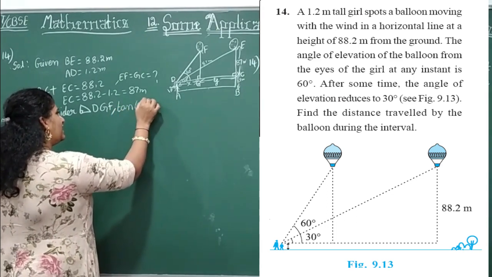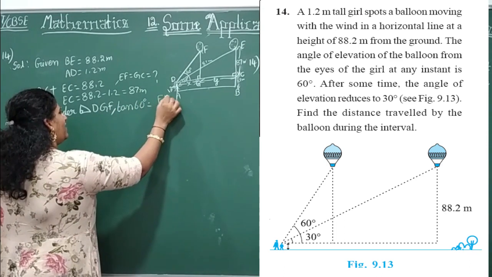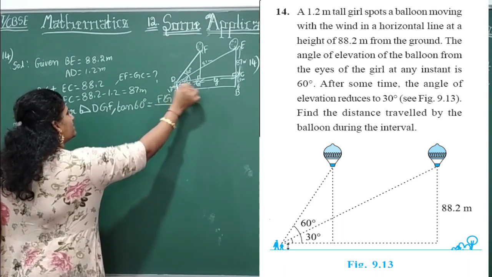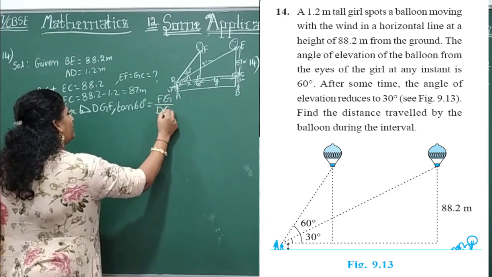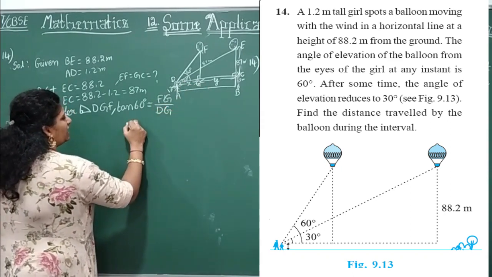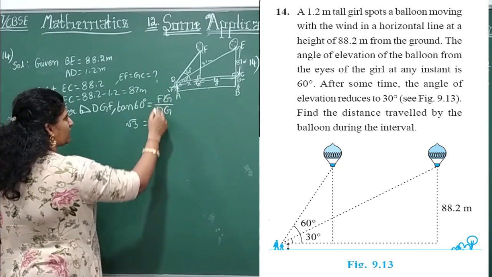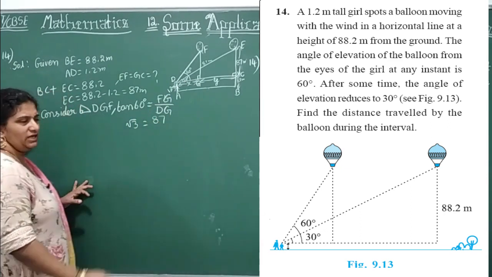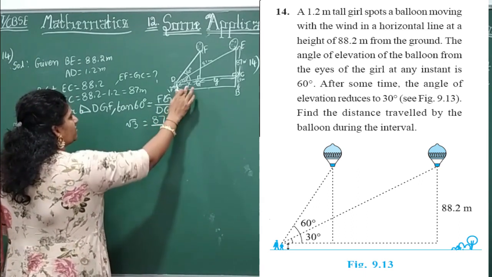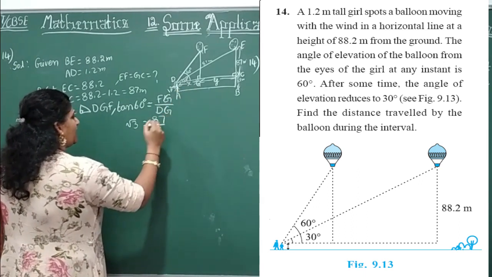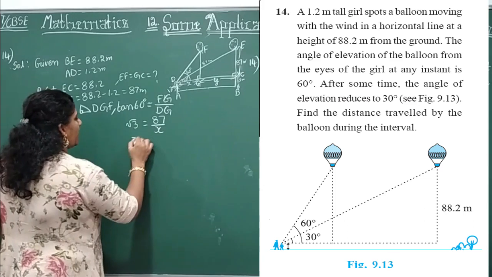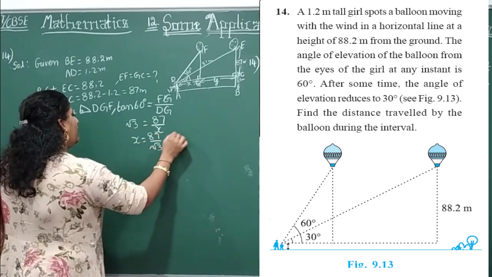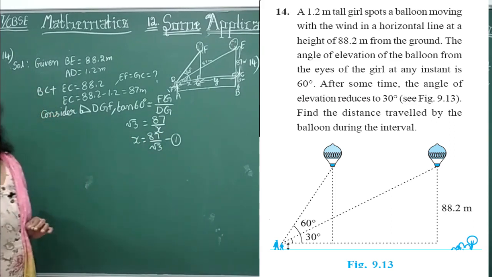Tan 60 degree is equal to FG by, what is this? DG. Tan 60 degree value root 3 is equal to, FG is how much? 87 meters. We don't know DG, but I have assumed it as X. Okay, so X is equal to 87 by root 3. Let's mark it as the first equation.